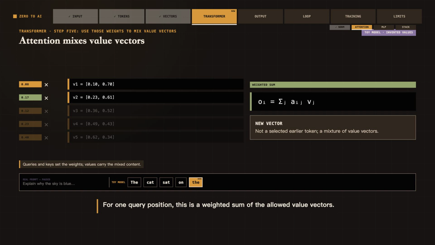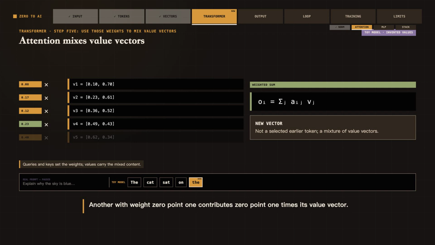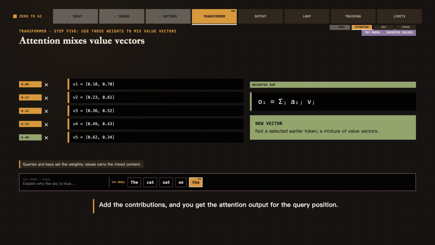For one query position, this is a weighted sum of the allowed value vectors. For example, a position with weight 0.4 contributes 0.4 times its value vector. Another, with weight 0.1, contributes 0.1 times its value vector. Add the contributions, and you get the attention output for the query position. This is the central information mixing step. Queries and keys decide the weights. Values provide the content that is mixed.